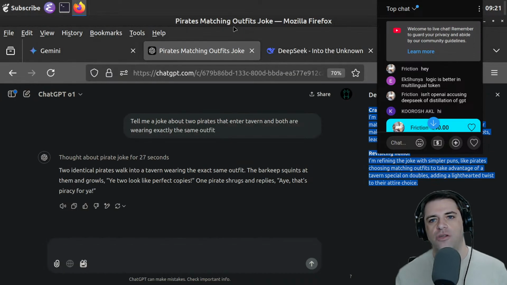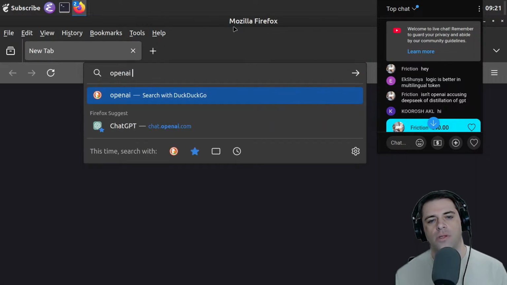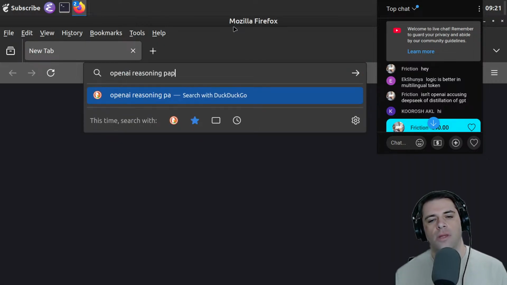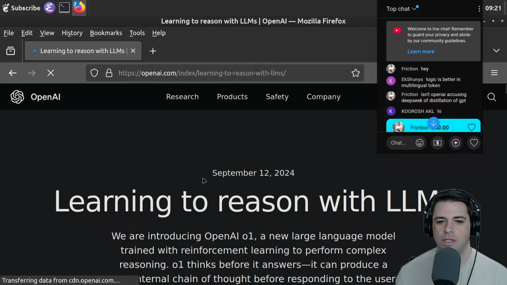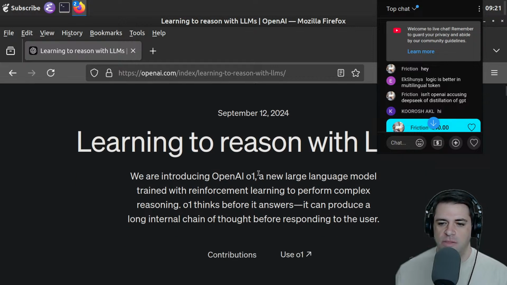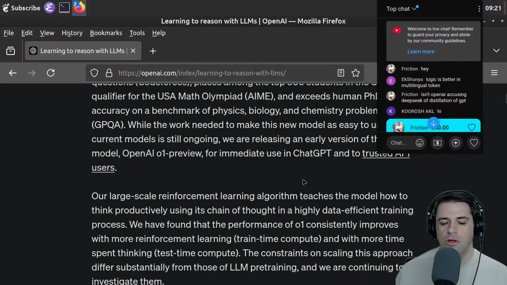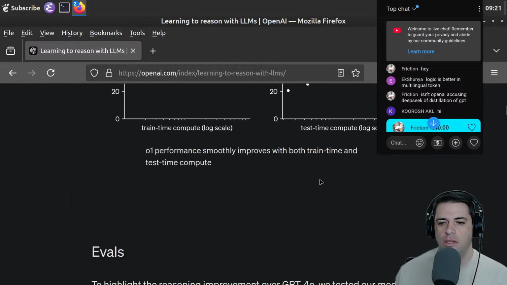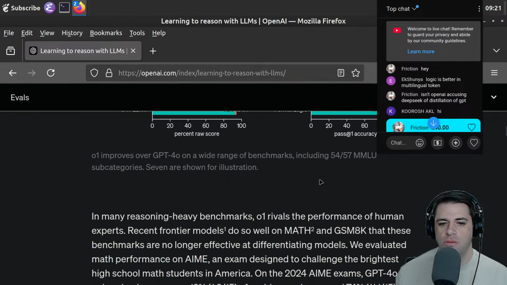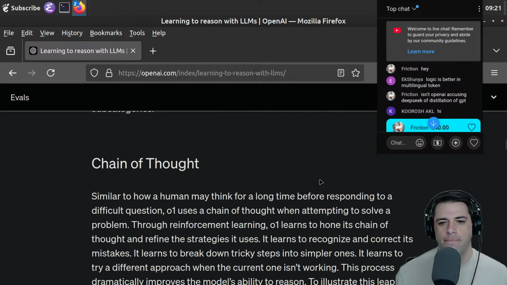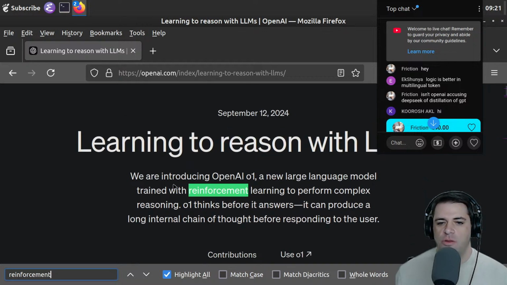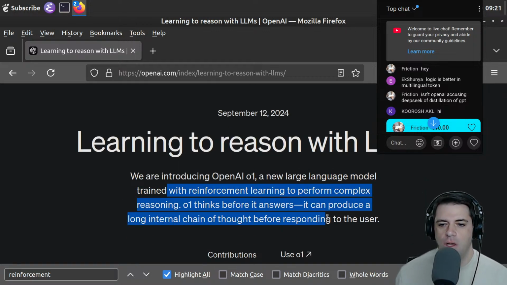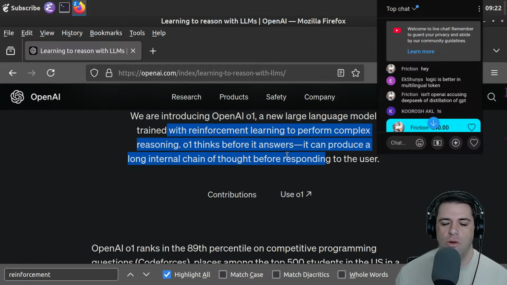I guess I have a question of what we know about, I don't know what OpenAI has published with respect to learning how to reason. Here's some announcement. We're introducing OpenAI O1, a new large language model. And they talk about some of the results. Here's some evaluations, which is all old news. And they say O1 is trained with reinforcement learning to perform complex reasoning. O1 thinks before it answers. You can use O1. I don't know if there's a paper.